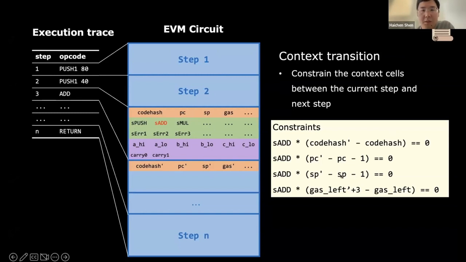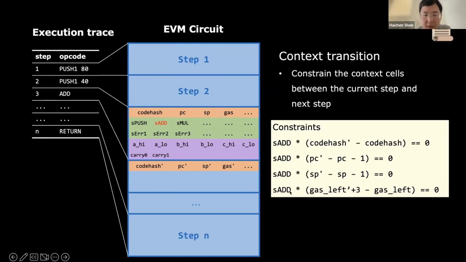That means, because we use the stack pointer starting from 1024, we're just going to reversely add. If you increase the stack pointer, that means the stack shrinks by size 1. Because inside the add opcode, you pop 2 elements from the stack and push 1 back. So the stack actually shrinks by size 1, so the next stack pointer will be equal to the stack pointer plus 1. And then the gas left in the next step will be decreased by 3 from the current gas left here.